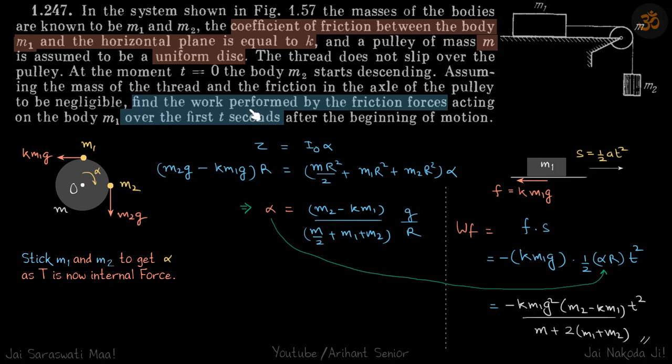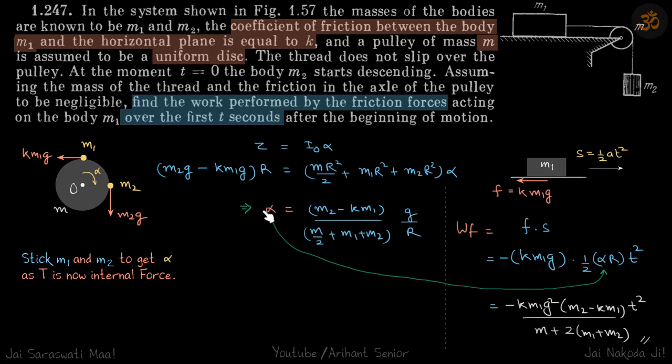So the work done we need to find is by the frictional forces. On this mass M1, we have frictional force kM1g on the left. And this mass will accelerate towards the right with acceleration a, then its displacement will be half a t square. So work performed will be F dot S. Because they are in opposite directions, it will be minus kM1g into half a t square.